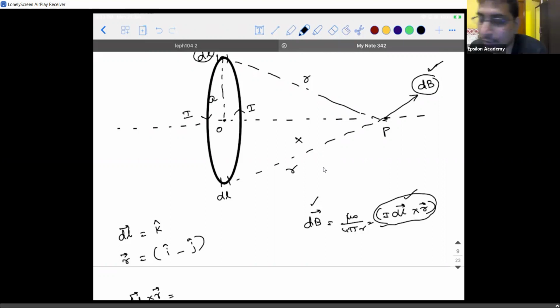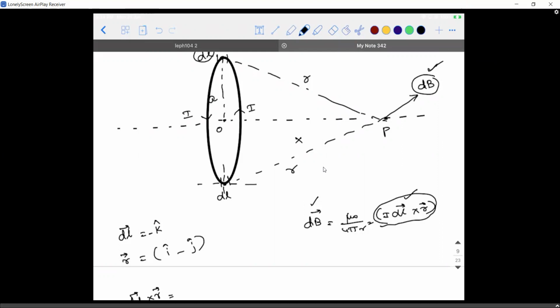Yes, that's right. So dl vector is minus k cap. Did you guys understand why? Because at the top, dl is towards me, so it is k cap. But at the bottom, when the current is going in this direction, what will be the direction of current? It will be in the opposite direction. So dl at the top, if it is in k cap direction, at the bottom, it should be minus k cap direction, right? So what did I say r vector should be? You should take this point as origin. So if you take this point as origin, the reference axis will be here. Now r vector is in which quadrant? First quadrant. So i cap plus j cap.